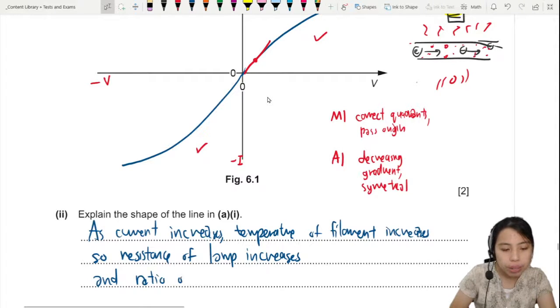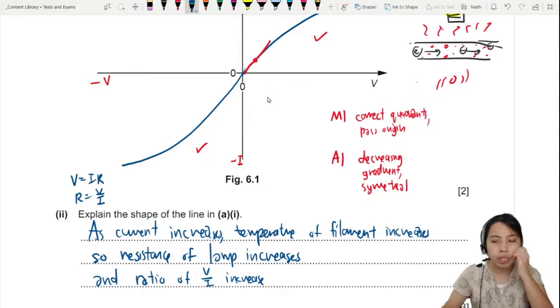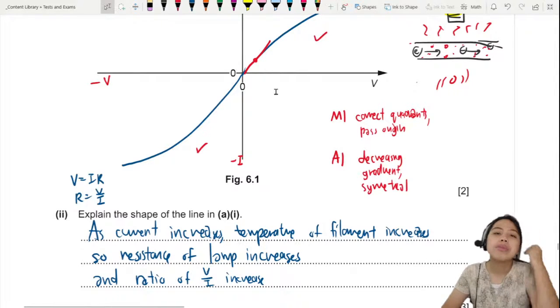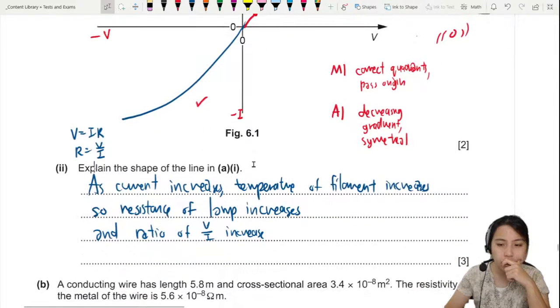And the ratio of V over I will increase. This is where the graph curves come from, because V equals IR, that's Ohm's law, right? So resistance is the V over I ratio. Okay. Yeah, I think that's all we can mention here.